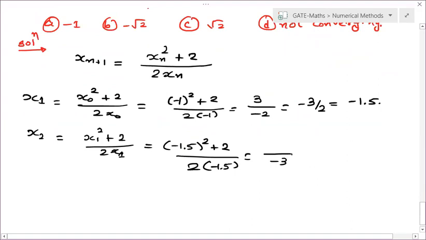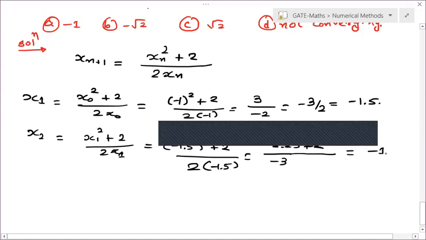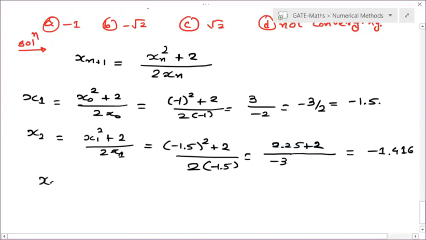Square of minus will be plus. 1.5 square is 2.25. And it will be 2.25 plus 2, 4.25 by -3. If you use your GATE calculator, you will get -1.416. In the same way, if you repeat this for x3 by putting this value, you will get approximately -1.414. So it is nearly -√2, right? So your answer is B.